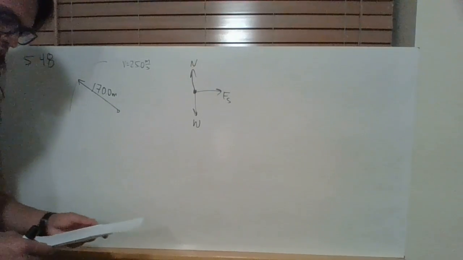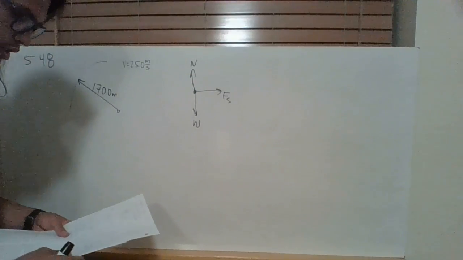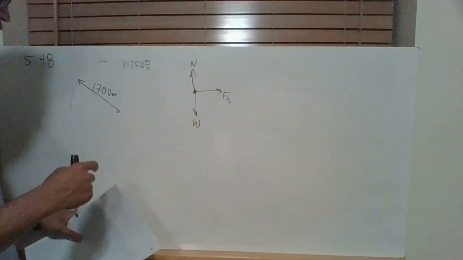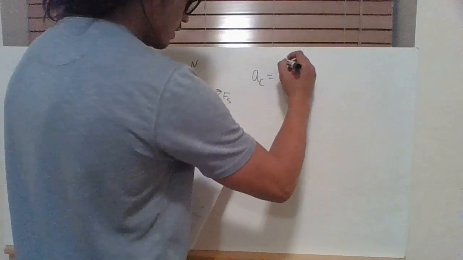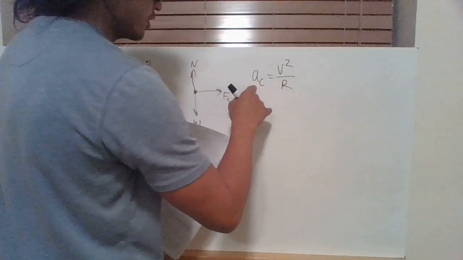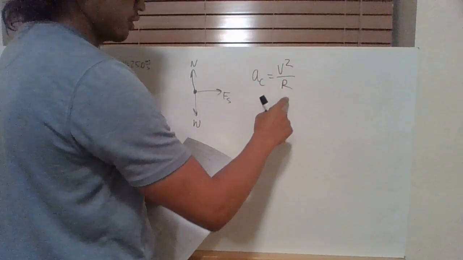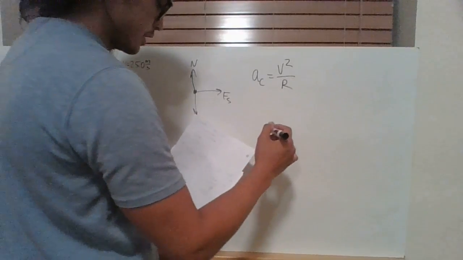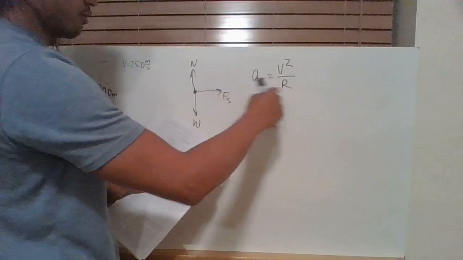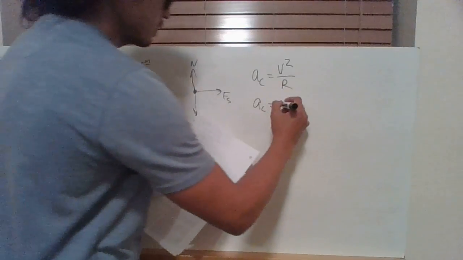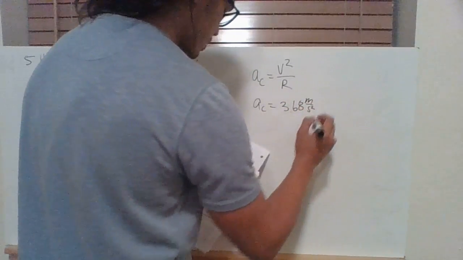and friction is going to push you in a certain direction. So one thing we need to understand is the centripetal acceleration, which is this equation right here. Centripetal acceleration is velocity squared over the radius. So to find the acceleration, we plug in the numbers that we have: 25 squared over the 170 meters radius, and we get 3.68 meters per second squared.